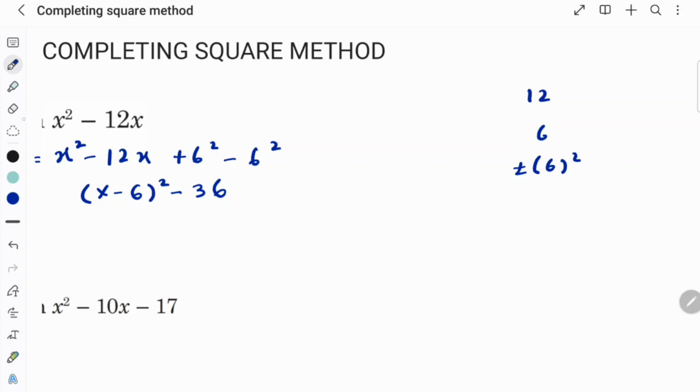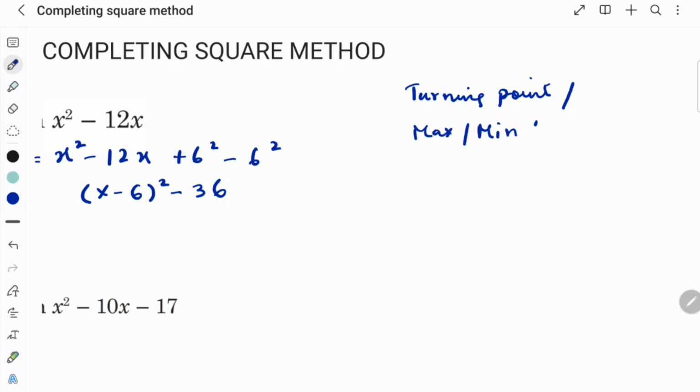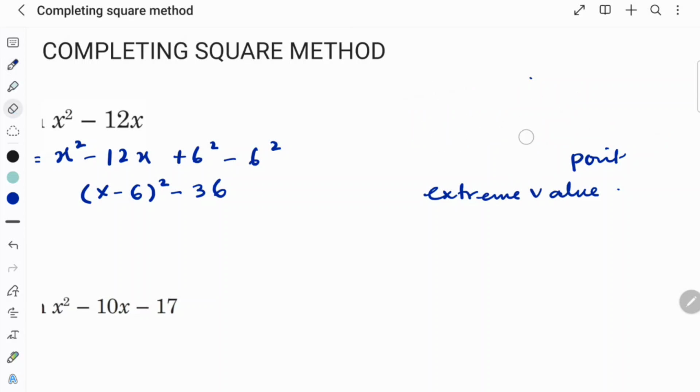And then they can ask you in the question, what is the turning point? They can ask you the turning point or maximum or minimum point, stationary point. They all mean the same thing. And they can say the extreme values, the greatest and the lowest value. Whenever they use these words, remember how to find out the turning point or the stationary point or maximum or minimum value.